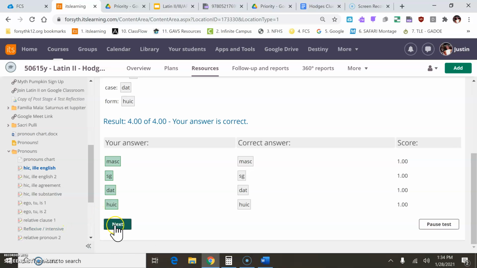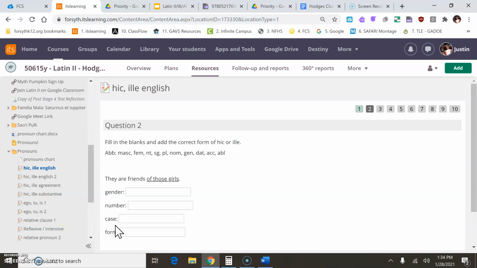Okay, so that's how you answer these. We're going to do the next couple before moving on to another quiz. All right, so we have they are friends of those girls. So let's say of those girls. What's the gender, y'all? Feminine. Great. Singular or plural? That's plural. Those, right? So we're going to say PL.